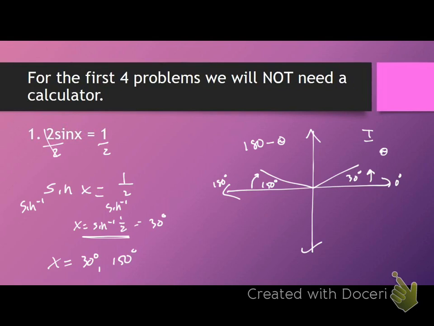Now, we haven't discussed quadrant 3 or quadrant 4. We'll bring that into the discussion as we work through more problems. Okay, hopefully that makes enough sense. All right, next problem.